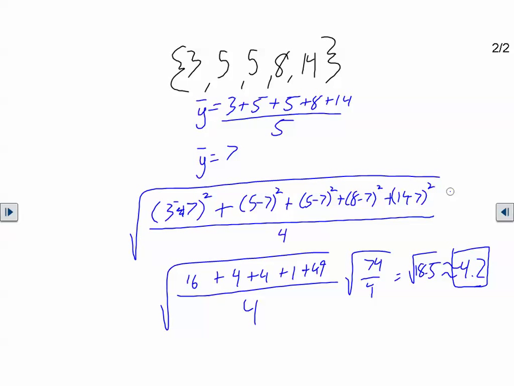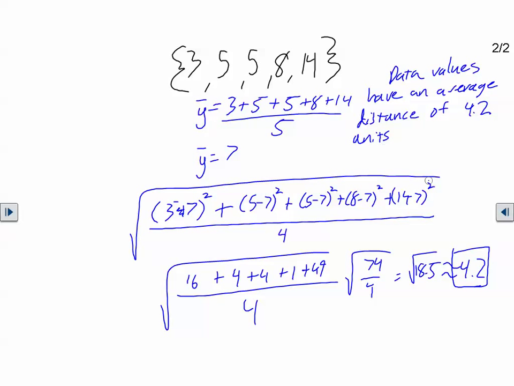What that means is that data values have an average distance of 4.2 units, whatever our unit is, from the mean. So since our mean is 7, the average distance of these values that we have, their average distance from 7 is 4.2.